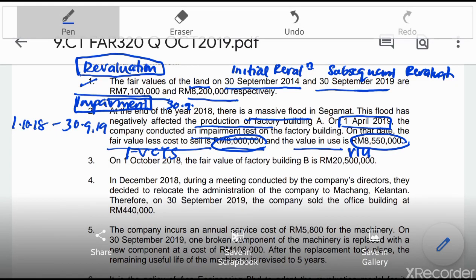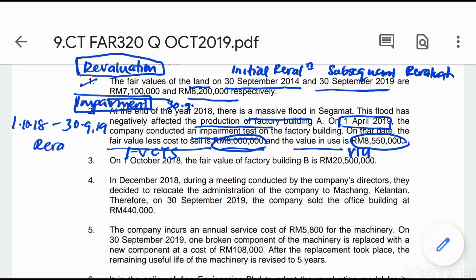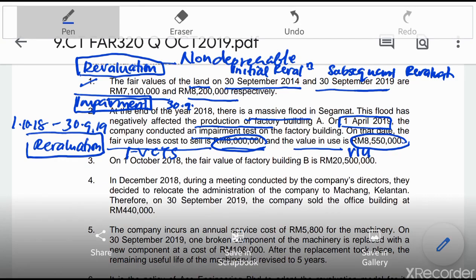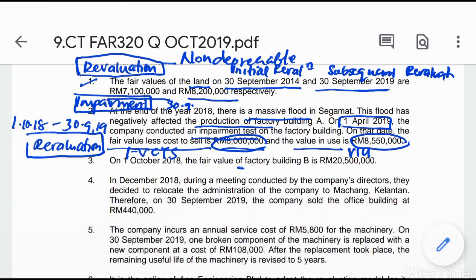Okay, then you have another revaluation, another revaluation that you have in number 3. Revaluation in number 1 is for a non-depreciable asset, because land is not an asset that is subject to be depreciated. But this one is the revaluation for factory building, and this is for depreciable PPE, your asset.